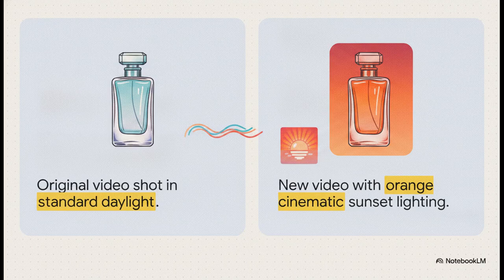And it's not just about swapping backgrounds. You can completely change the entire mood. You don't need to wait around outside for the perfect golden hour lighting anymore. You can swap boring, standard daylight for a premium sunset glow just by typing, change the lighting to sunset with orange cinematic lighting. I mean, that is exactly the kind of atmospheric shift that absolutely stops the scroll.